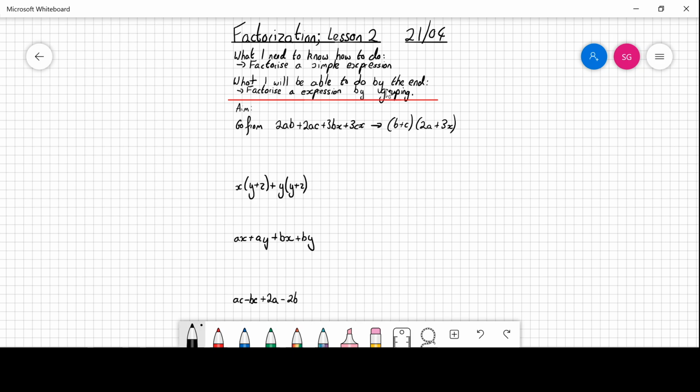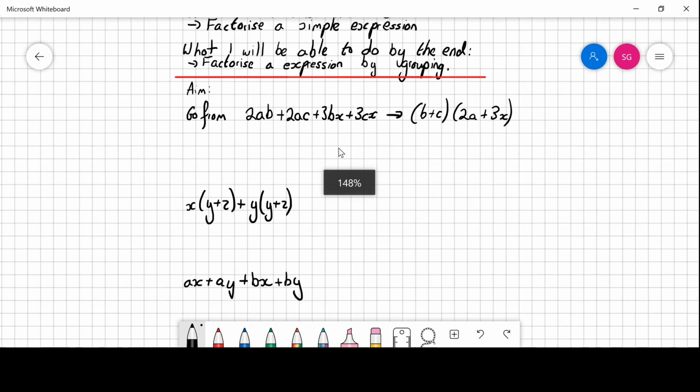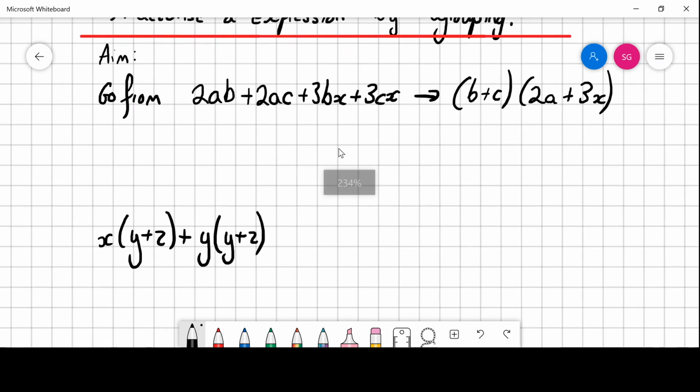So our aim is to go from 2ab plus 2ac plus 3bx plus 3cx to brackets b plus c, multiplied by brackets 2a plus 3x. You can just look at it and see this looks tidier, so much nicer than this does. And we'll just be learning how to do that. So I'm going to zoom in here and look at this example first, okay?